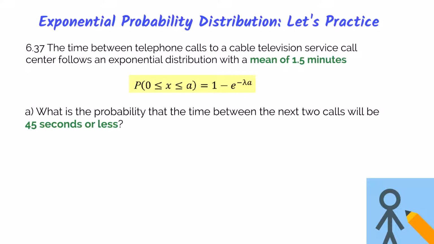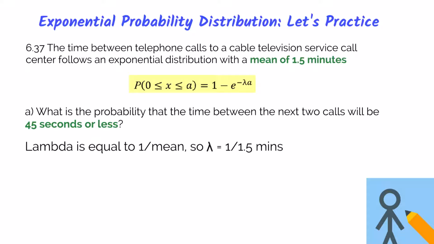So let's look at an example problem 6.37 in the textbook. The time between phone calls to a cable television call center follows an exponential distribution with a mean of 1.5 minutes. So in part A, it asks what is the probability that the time between the next two calls will be 45 seconds or less. So first, we must figure out what is our lambda. Lambda is equal to 1 divided by the mean, and so we're going to take 1 divided by 1.5 minutes, and we get a lambda of 0.6667.